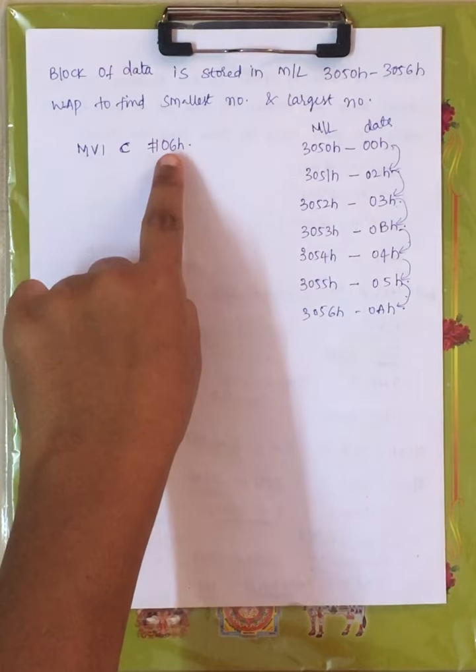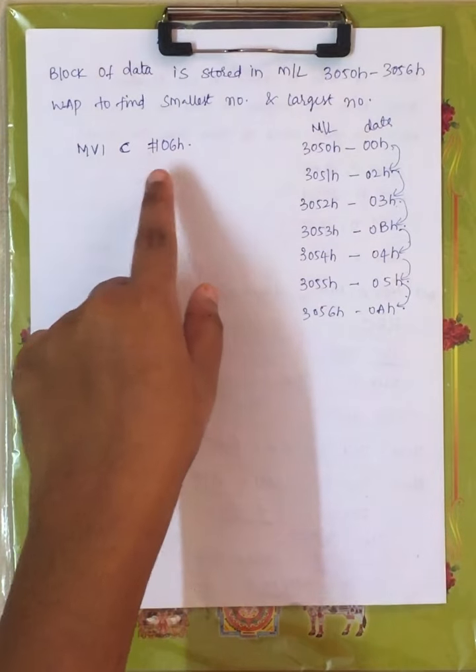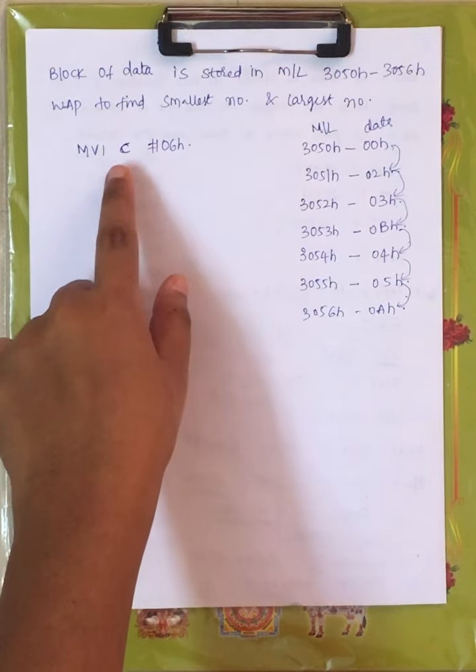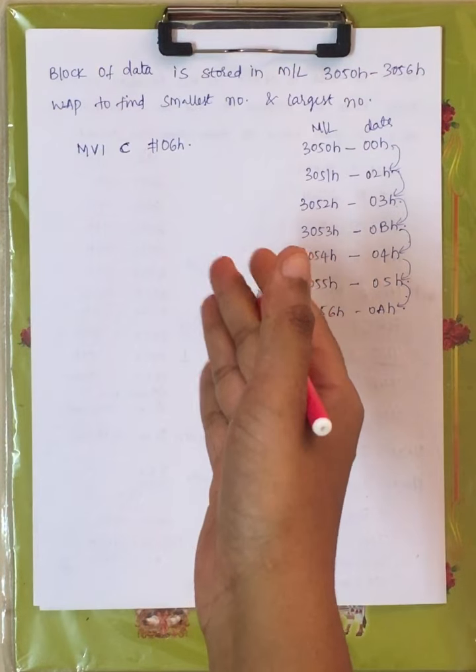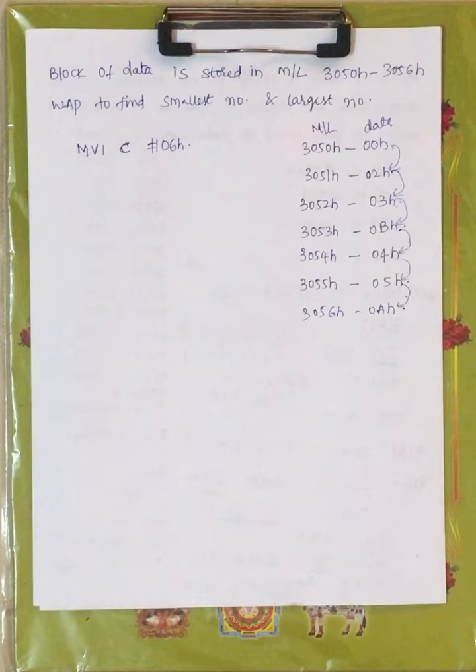In order to execute 6 times, I am assigning register C, and a count value of 6 is moved to C. Why only 6? Because of 6 comparisons. If there are 8 comparisons, a count value of 8 is assigned to the register. This is the first instruction.